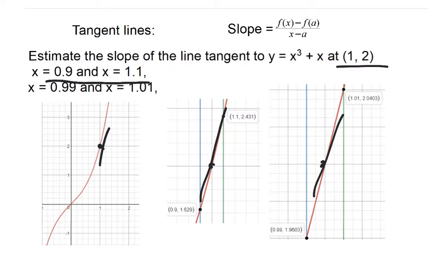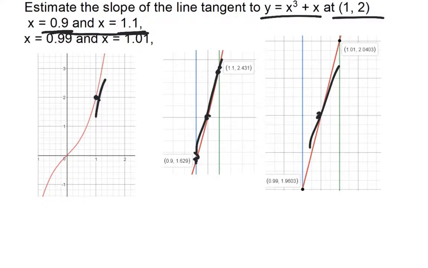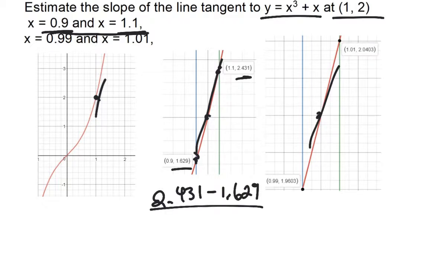To start that, we're going to look at the equation right here for the slope. We're going to estimate the slope of this line at (1, 2), and we're going to look at 0.9 and 1.1. So when x is 0.9 and when x is 1.1, we do change in y over change in x. So the y values, I know it's hard to see, but it's 2.431 minus 1.629 all over 1.1 minus 0.9. And that gives us 4.01. So we think it's probably going to be around 4, but let's get even closer. Remember, that's what we did. Each time we got closer and closer to see what it looked like.